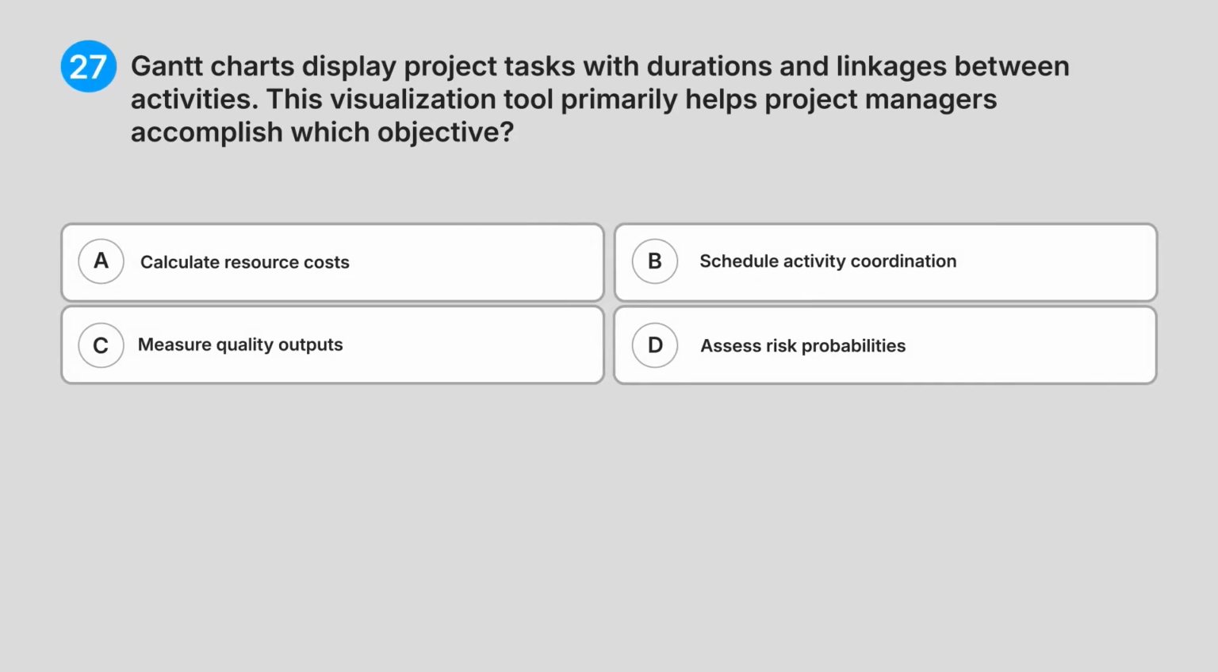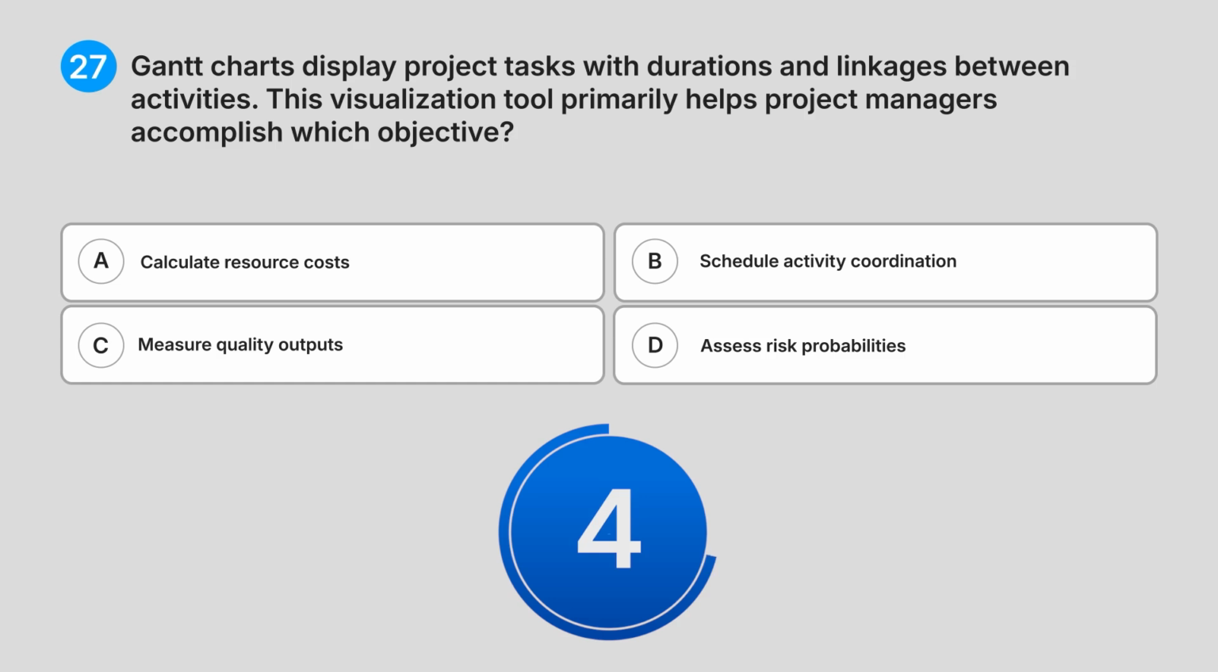27. Gantt charts display project tasks with durations and linkages between activities. This visualization tool primarily helps project managers accomplish which objective? A. Calculate resource costs. B. Schedule activity coordination. C. Measure quality outputs. D. Assess risk probabilities. Can you guess the answer?